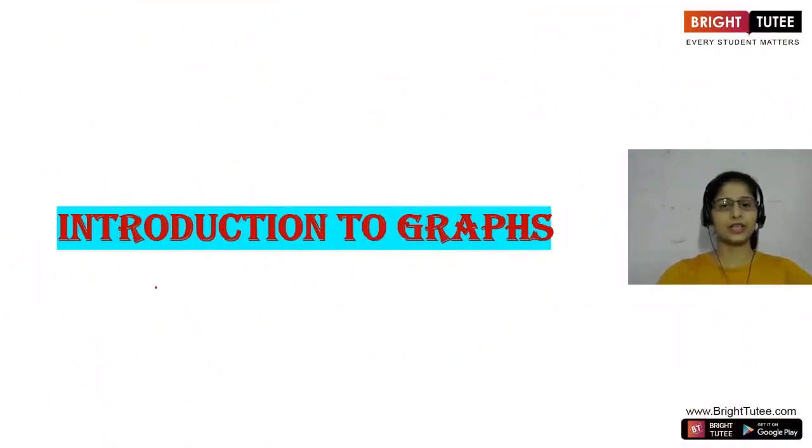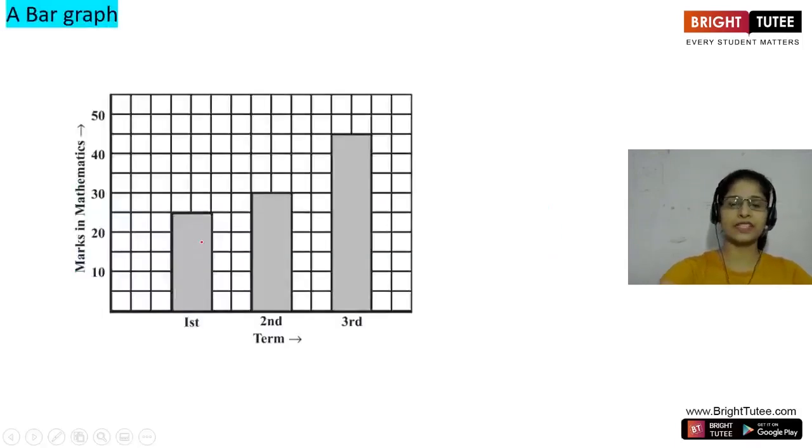Hello students. So we're going to start with the chapter Introduction to Graphs. In our previous chapters we have discussed bar graph, double bar graph, then the circle graph or the pie graph, or we say pie chart. And we have discussed histogram. In this chapter the new thing to learn is linear graph. How do we draw a linear graph? That we are going to learn here, and what is the information that is depicted by it.